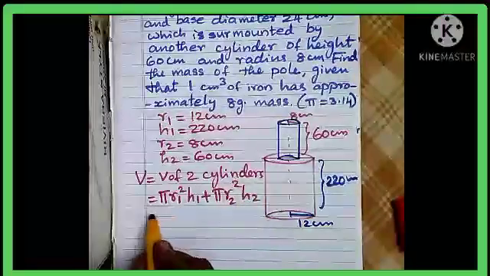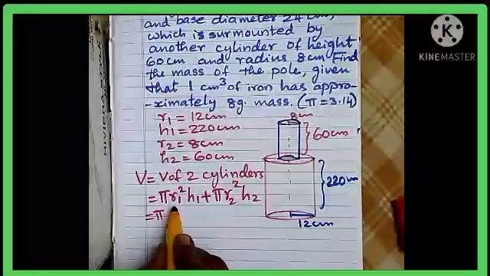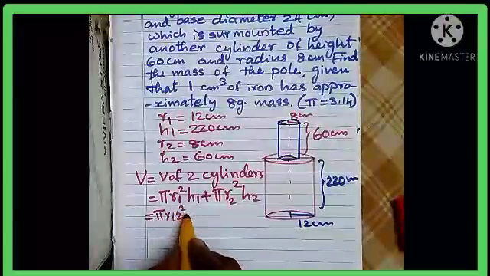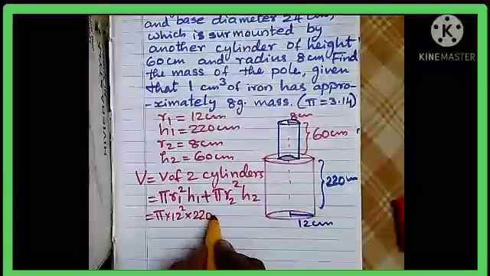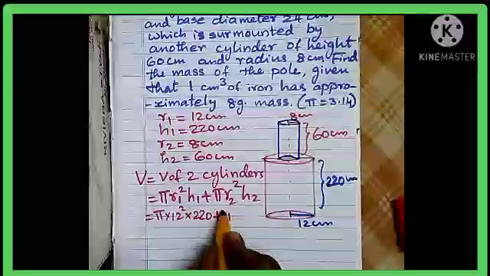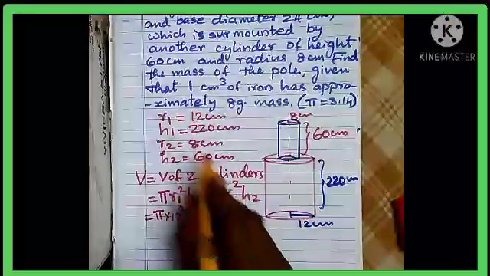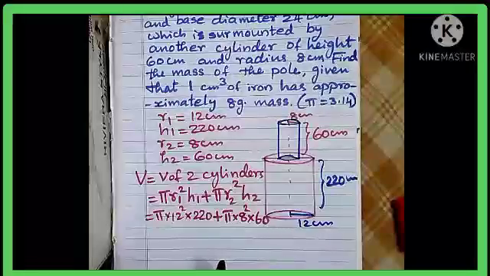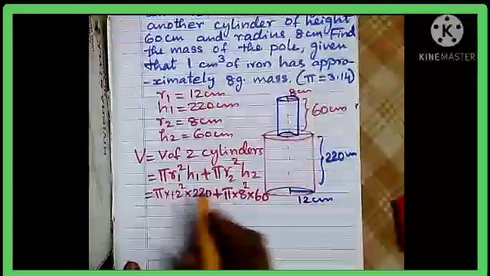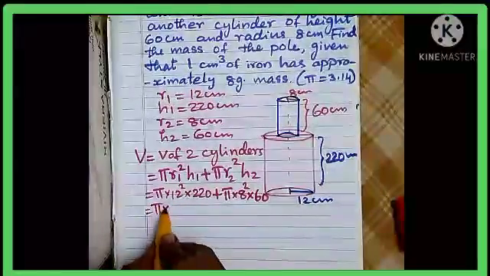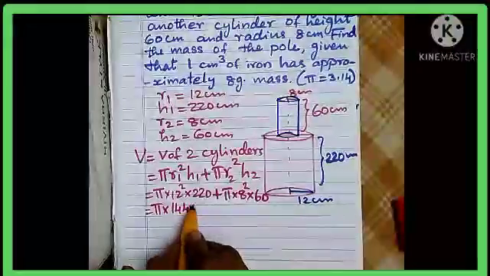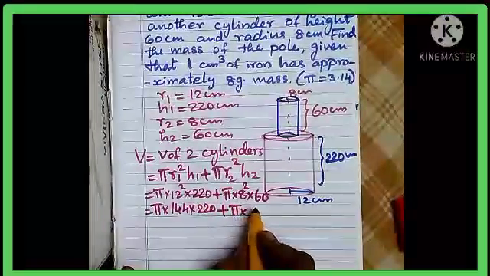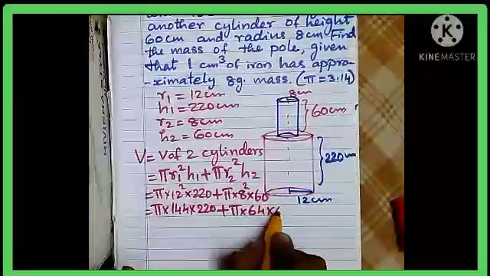Now, we can substitute the values. That is pi into r1 square. What is r1? R1 is 12. So, 12 square into 220 plus, what's the second? Pi into r2 square. R2 means 8. 8 square into 60. Okay. Now, what we can write? The next one. Pi into, what is 12 square? 144 into 220 plus again here also pi into 8 square means 64 into 60.